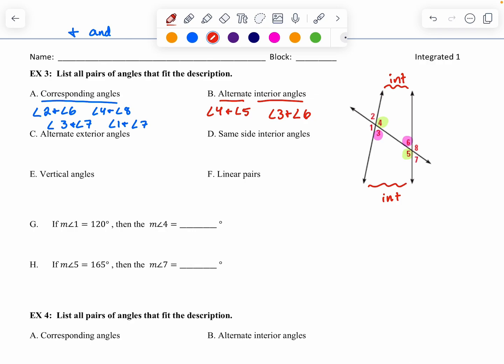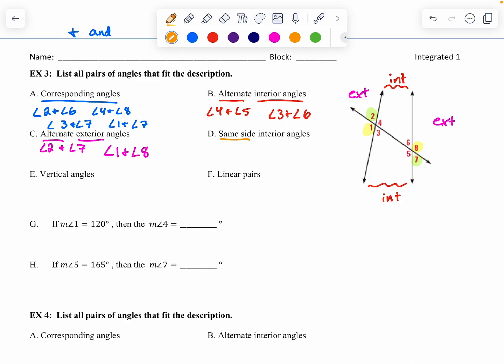Next, we've got alternate exterior. So again, I'm going to erase what I've done so far. So alternate exterior, on the outside, so my exterior is out here. So angle 2 is on the exterior, and if I go to the other side alternating on the transversal, that's number 7. So angle 2 and angle 7. Also, angle 1 and angle 8 are alternate. So that's alternate exterior angles.